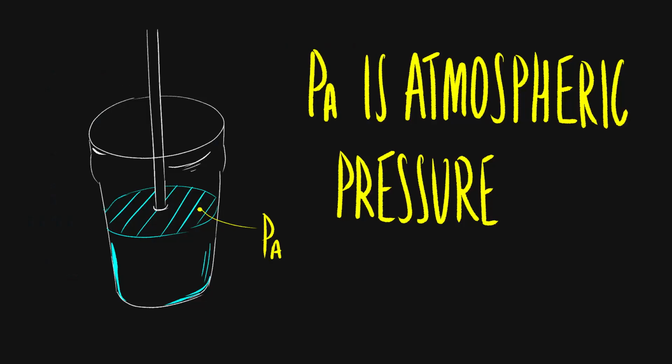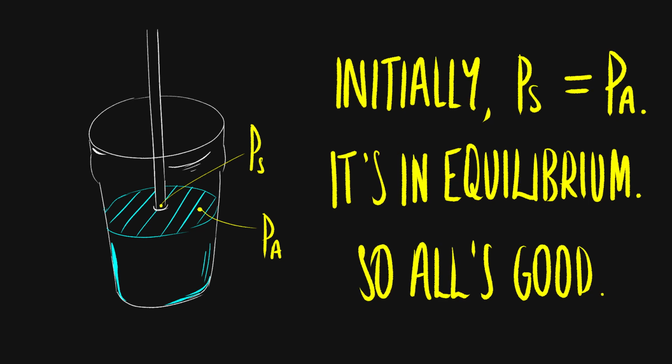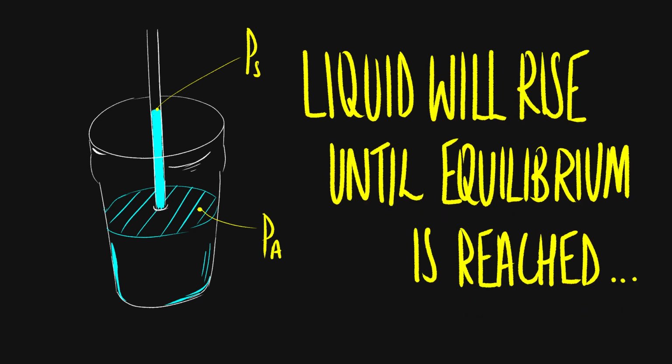Now that we understand the atmosphere a little bit better, let's go back to the question at hand. Initially, the surface of the fluid inside and outside the straw are both at atmospheric pressure. When you go to take a drink, you decrease the air pressure above the surface of the fluid inside the straw. This then creates a pressure imbalance where the atmospheric pressure is now greater and pushes the fluid up the straw, going from high pressure to low pressure, seeking a pressure balance.